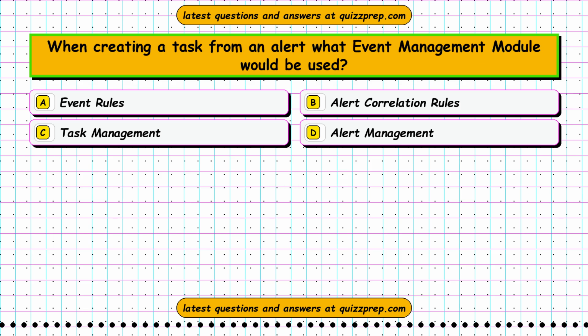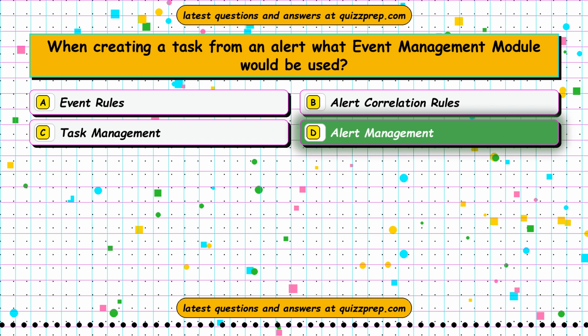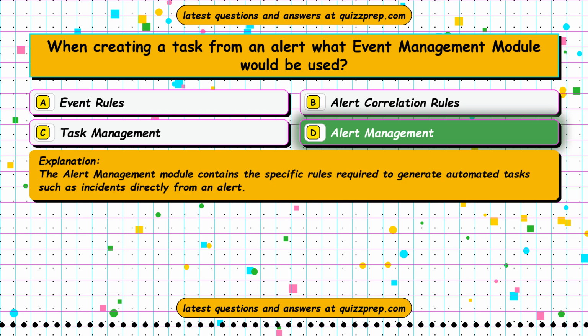Question 55. When creating a task from an alert, what event management module would be used? Option A, event rules. Option B, alert correlation rules. Option C, task management. Option D, alert management. The correct answer is option D, alert management. The alert management module contains the specific rules required to generate automated tasks such as incidents directly from an alert.